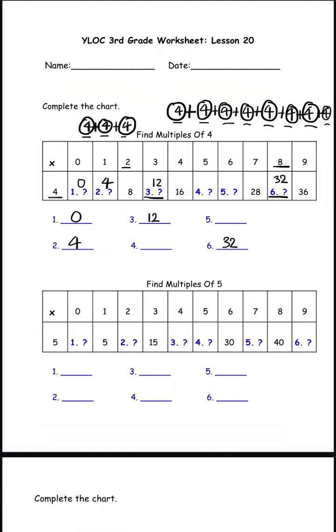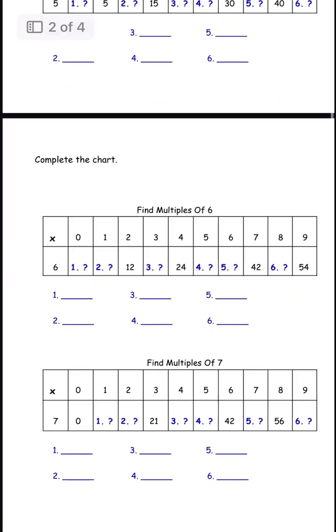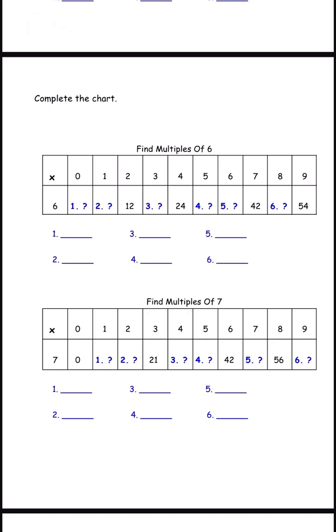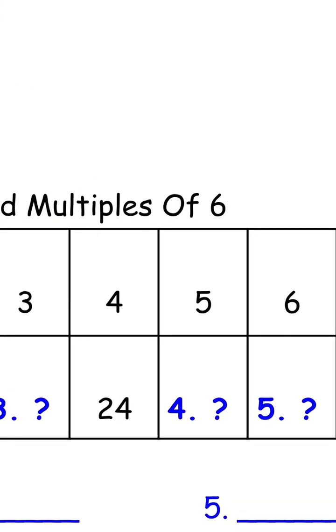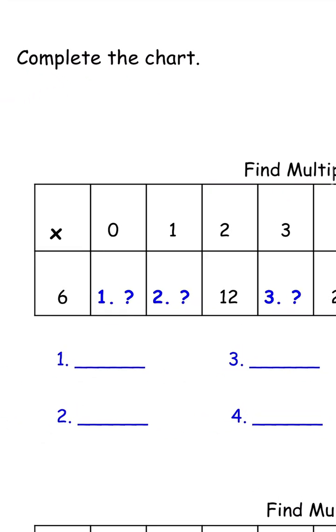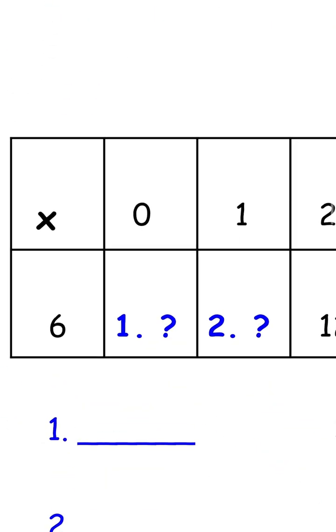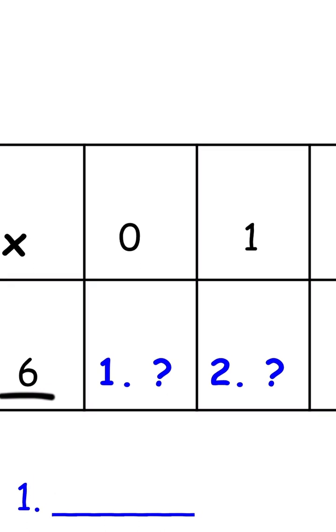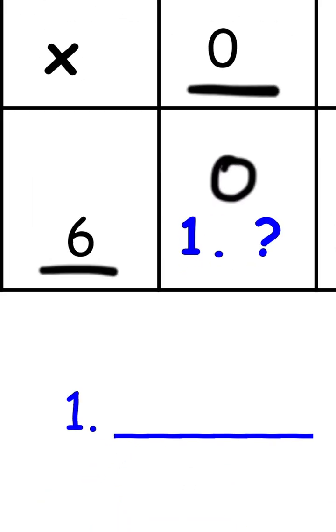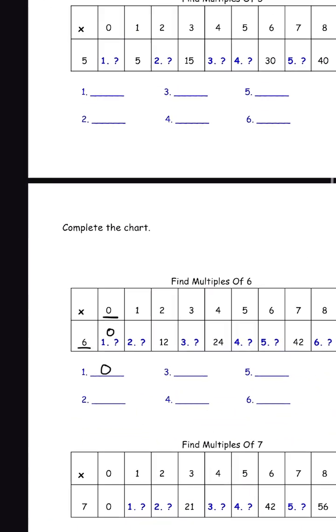Let's move on to the next page. For this part, we have the same one, so we need to complete the chart again. And we have a larger number, which is multiples of 6. So if we do 6 times 0, again, 0 times any number is going to be 0. So the first one is going to be 0.